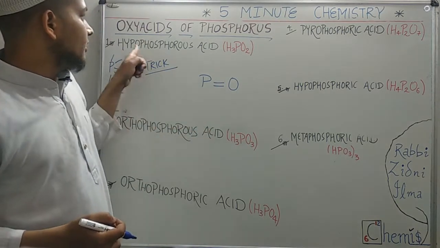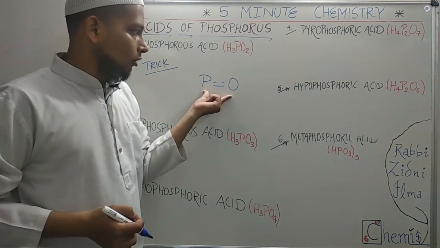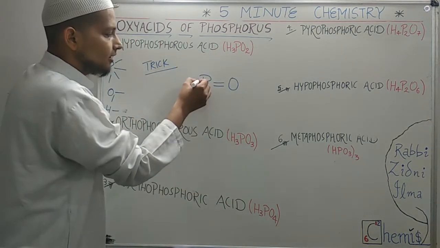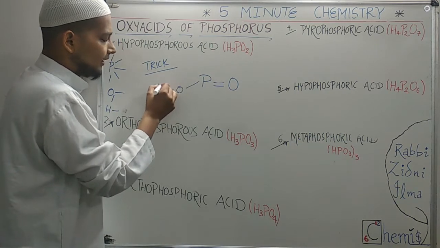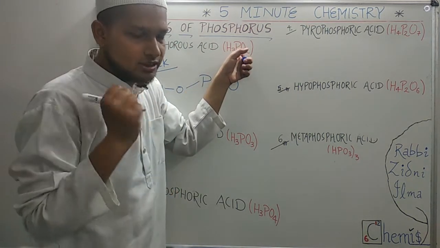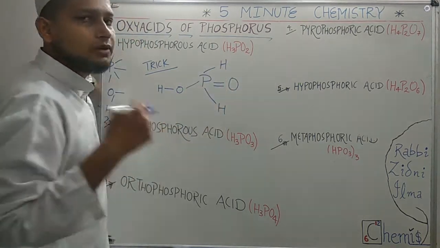Now consider hypophosphorus acid. Phosphorus, oxygen, double bond. How many oxygens are left? One oxygen is left, therefore it will attach in the form of OH. Now what is left? Hydrogen is left. Two hydrogens are left that will get attached to the phosphorus, and your structure is ready.